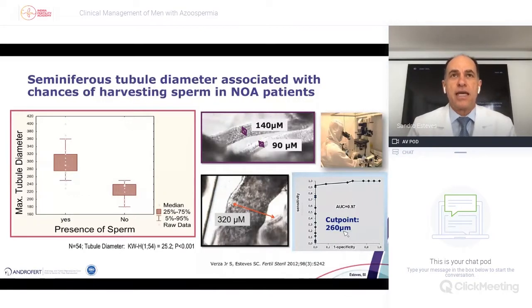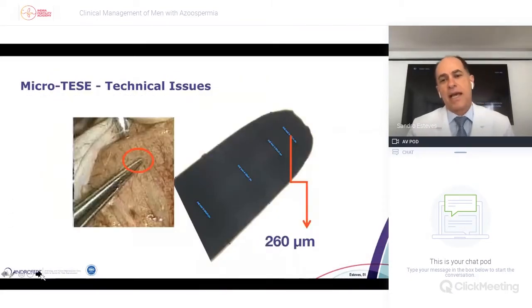We are actually conducting an ongoing study in which we are collecting more and more data to define the best cutoff point for doctors willing to use the measurement, the intraoperative measurement, to identify the tubules with higher diameter.